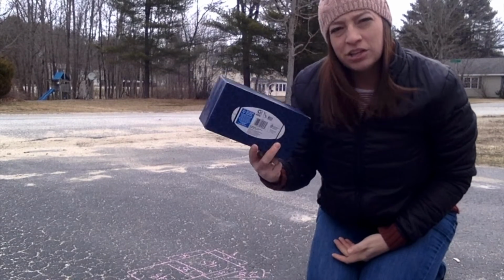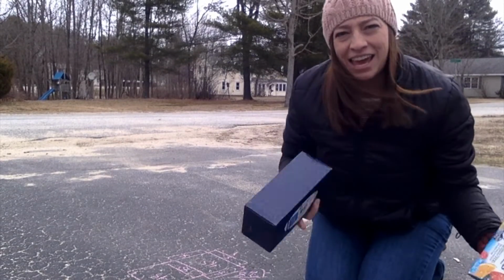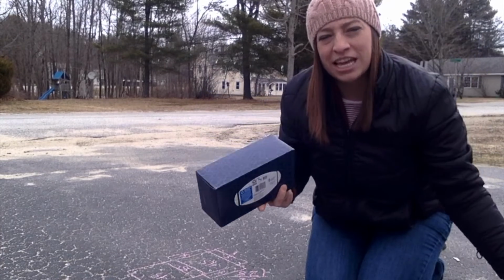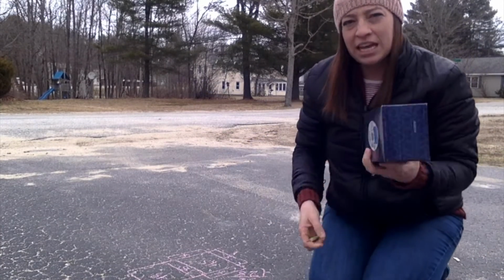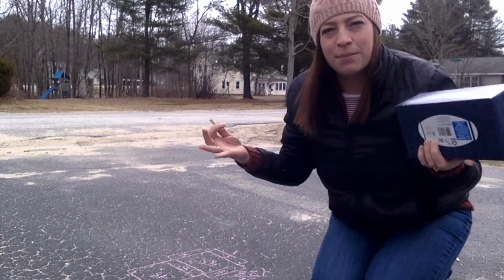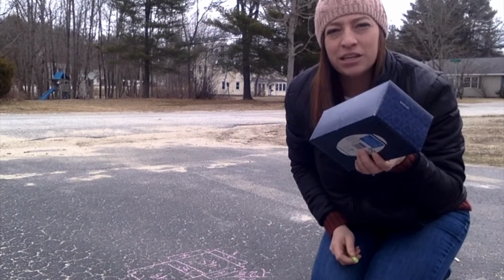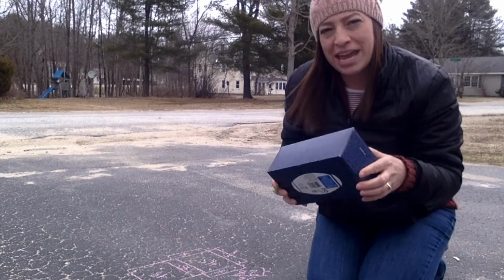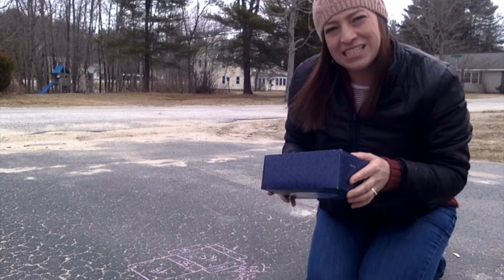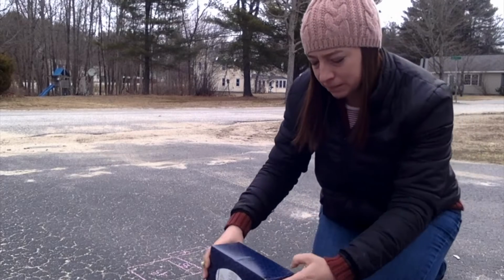So you're going to go around your house and find anything that is shaped like a rectangular prism. And this can be done inside or outside. Today I'm outside just so that I have lots of space. I found some chalk. I have my rectangular prism. I'm going to trace the different faces of the rectangular prism.